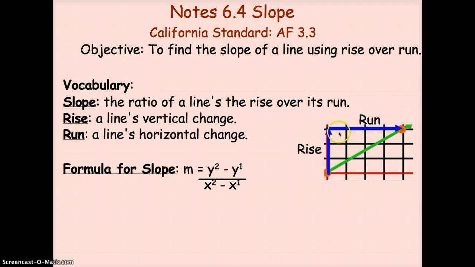And when you go out for a run, you go across. You're not running up into the sky, you're not running down into the ground, you're just going across. So it's the horizontal change, and it's affected by the x's.